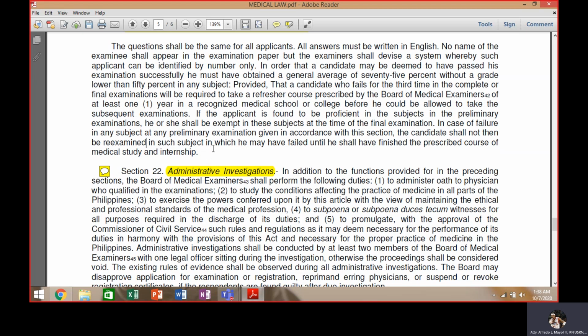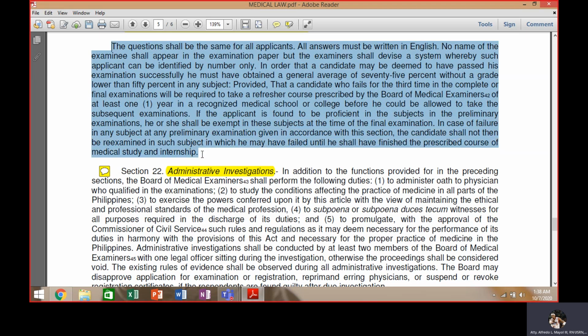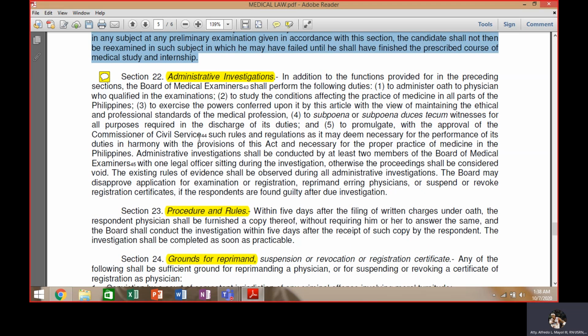Okay? So like what I've said, this provision has been amended. Do not worry, I will give you the amended provisions because actually there are other laws that are being introduced in order to complement this law. Section 22, administrative investigations. Okay, so like what I said before, the three-pronged liability of a doctor or a medical practitioner. So the threefold liabilities of a physician: the administrative liability, the civil liability, okay, and the criminal liability.